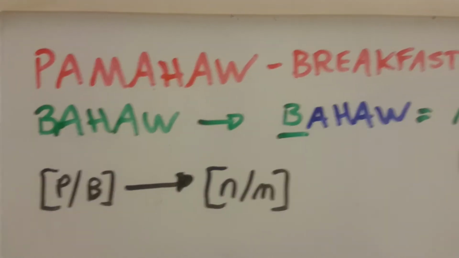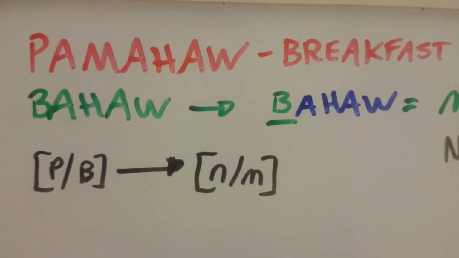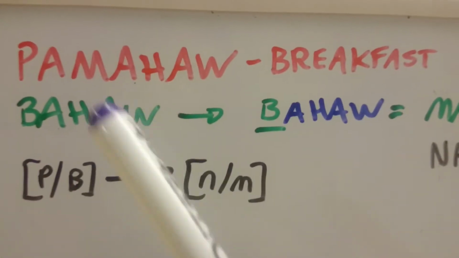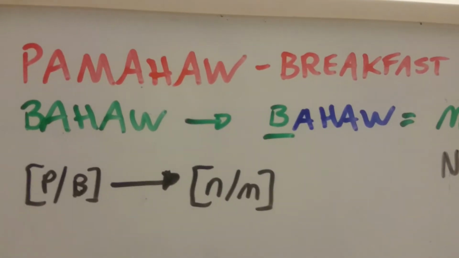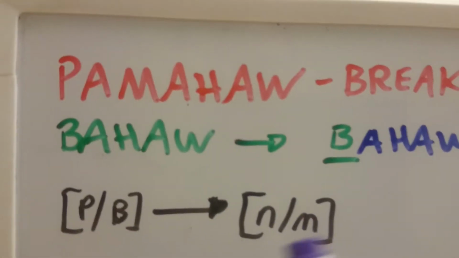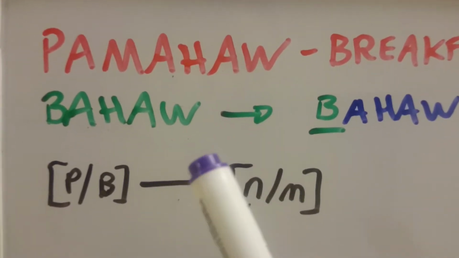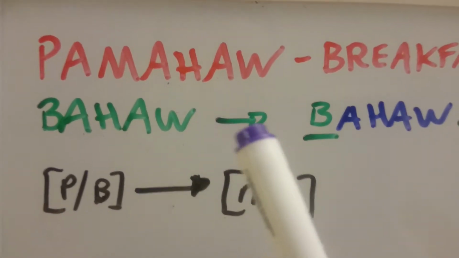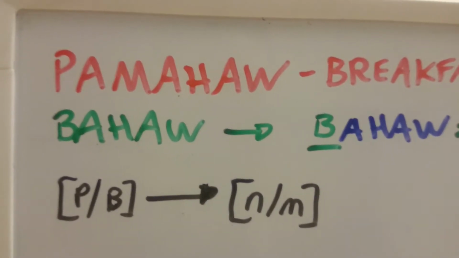So in the morning time, we eat breakfast, right? That's a no-brainer. And breakfast in Cebuano is pamahaw. Pamahaw comes from the root word bahaw. Bahaw is the root word in pamahaw. You can see that it's not obvious, right?